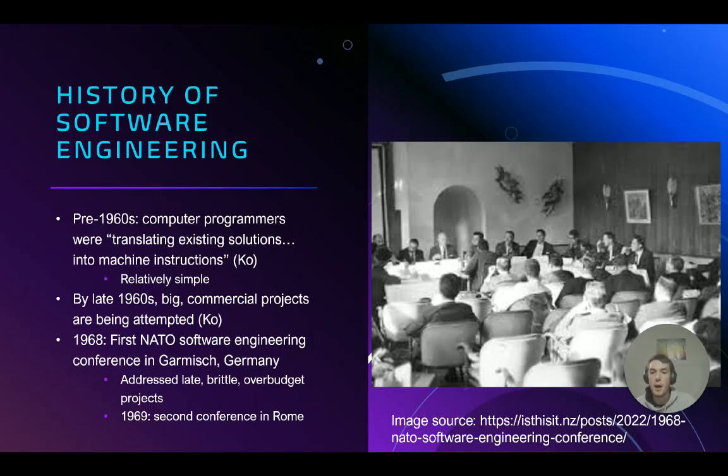But by the late 1960s, big commercial software projects are getting off the ground. And so what's happening is that these companies are realizing that having a bunch of engineers working relatively separately is not the best way to develop software, and there are some inefficiencies happening. And so in 1968, the first NATO Software Engineering Conference was convened in Garmisch, Germany, and it was attempting to solve problems in software engineering projects at the time. For example, projects that were coming in late, that were spending way more than the budget, and that weren't ultimately working very well. In 1969, they followed up with a second conference in Rome, and the principles established at these two conferences are still really important for software engineering today, and sort of set the groundwork for the birth of software engineering.